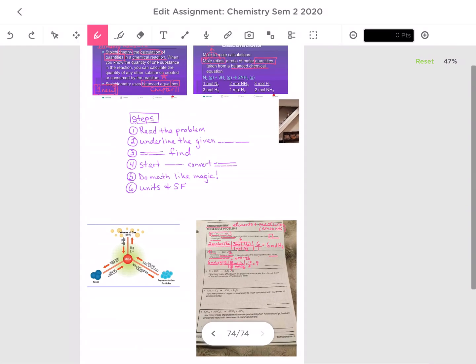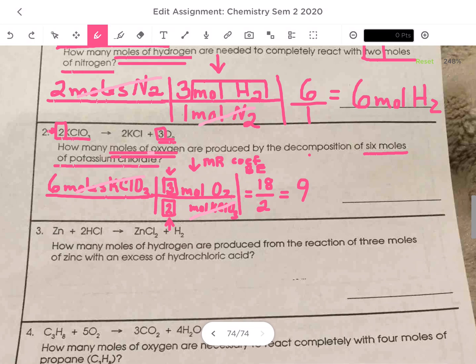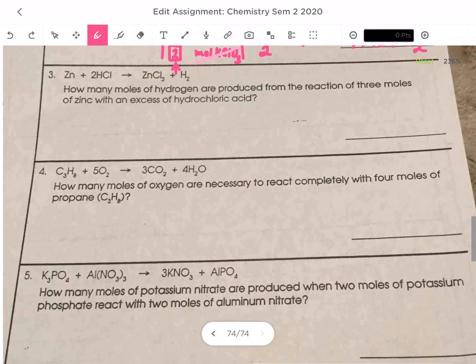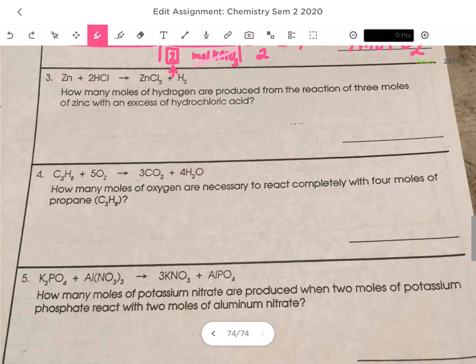Last step says, I forget. Oh, units and significant figures. Duh. Okay. So, 6 has one significant figure. So my answer can have 1. And then I have to add units. So what units did I not cancel out? That's my units. So that's moles of O2. There we go. All right, I'm going to give you a minute. And by a minute, I'll really try and go like a whole minute. Why don't you try number 3?